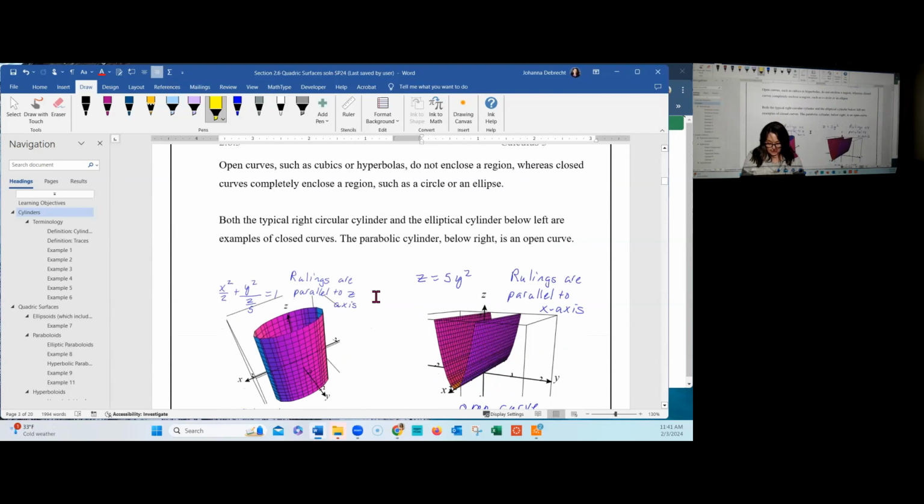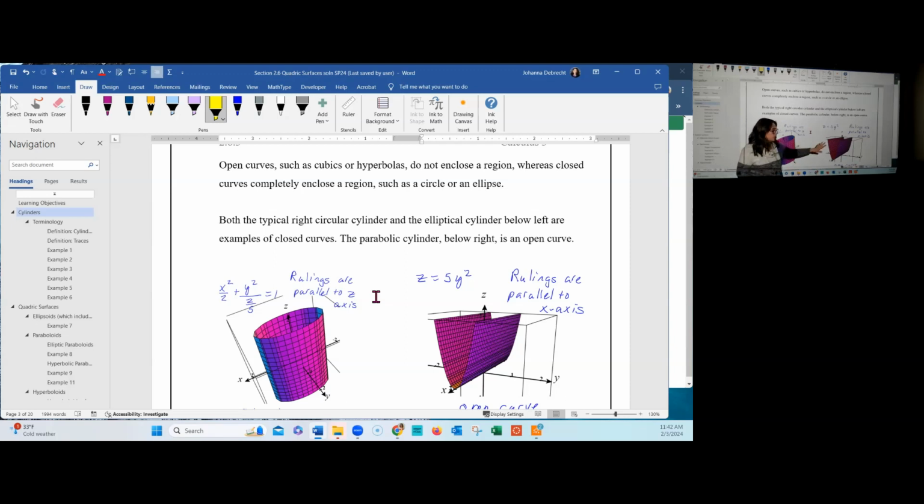Now, open curves, such as cubics and hyperbolas, don't enclose space. But if we have something where the basic two-dimensional shape is a circle or an ellipse, it will completely enclose a space. So the typical right circular cylinder and the elliptical cylinder, which you see here below left, are examples of closed curves. The one we just saw, the hyperbola and the cubic, those are open curves.